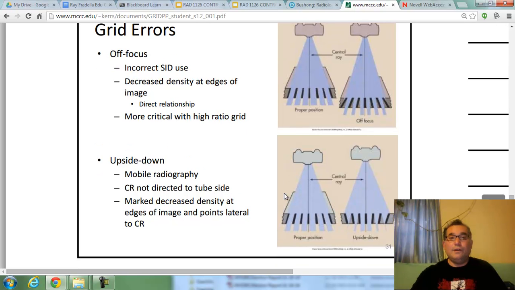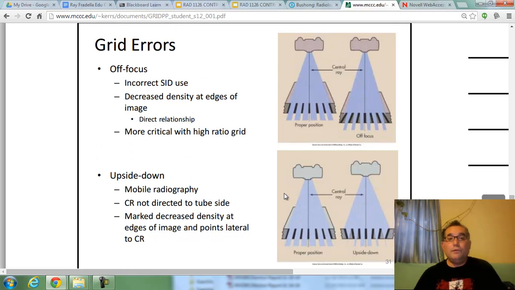Okay, here's an example of an off-focus grid. We're, in this case, going to have decreased density at the edges of the image. And this is more of a problem if we have a grid ratio that is high. In this case, we are outside of the proper SID, the proper focal range.